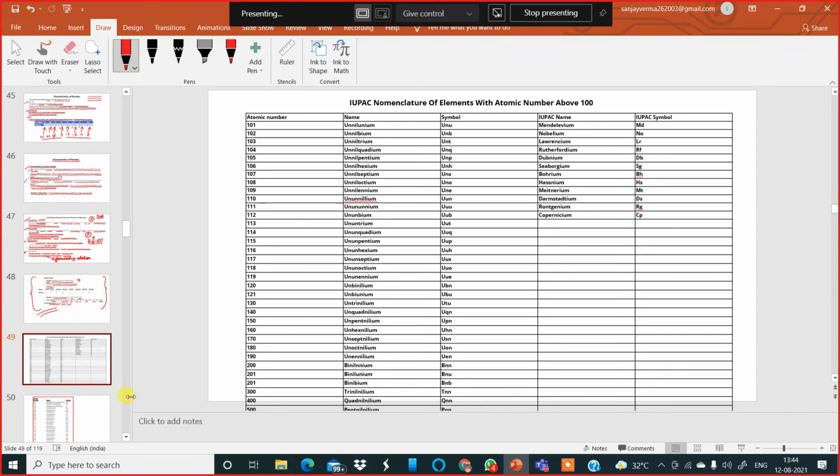Now I am giving you 2 minutes only to go through the first column and the second column. The first column contains the atomic number, and the second column contains the name of the element with that corresponding atomic number. And the third column contains the symbol of that element whose name is given in the second column. So I'm giving you 2 minutes, go through it, then I'll come back to you. Okay, I'm waiting.